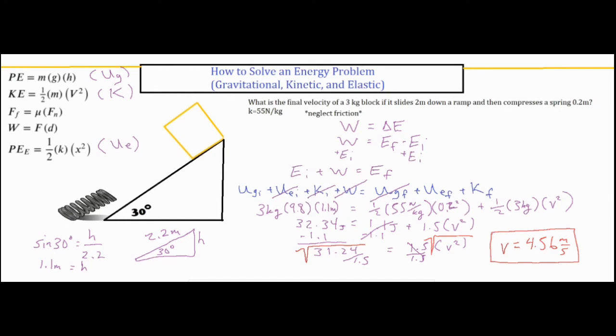All right, so I went ahead and plugged in all my values, and cleaned it up a little bit. I multiplied these three to get 32.34 joules, multiplied these over here to get 1.1 joules, and then I took 1/2 times 3, which is 1.5, and then put the v squared right next to it. So I subtracted that 1.1 from both sides, divided both sides by that 1.5, and then finished off by square rooting my value to get a velocity of 4.56 meters per second.